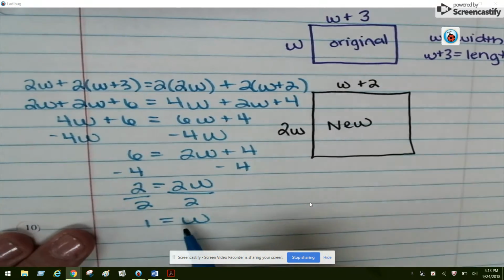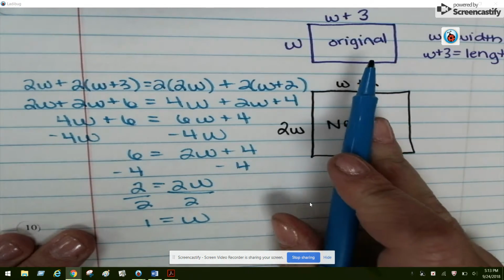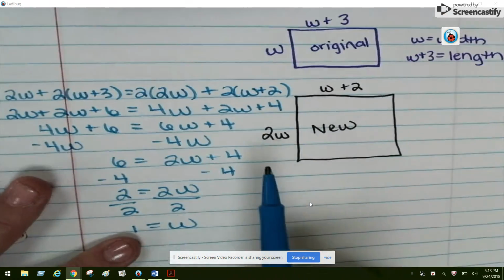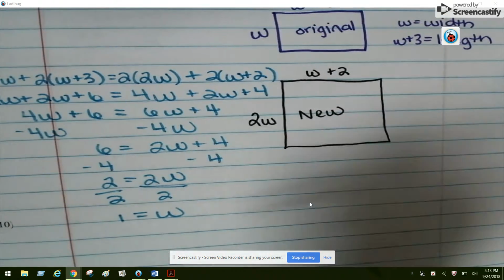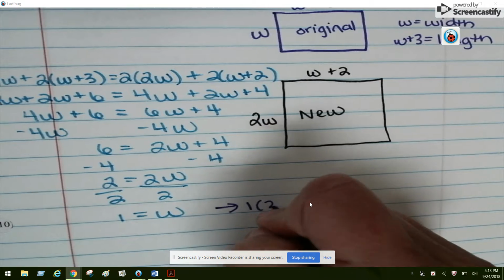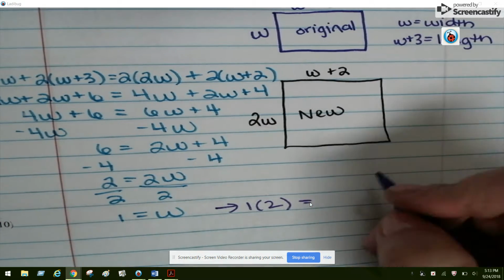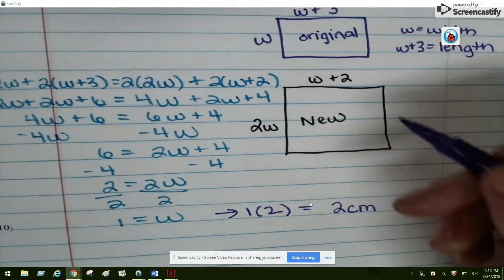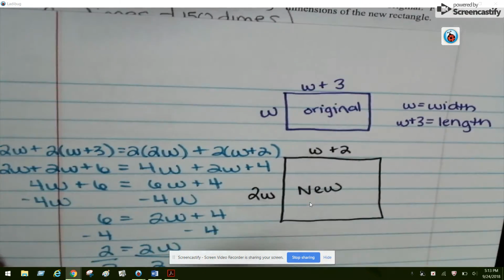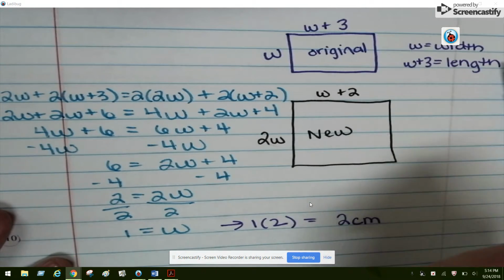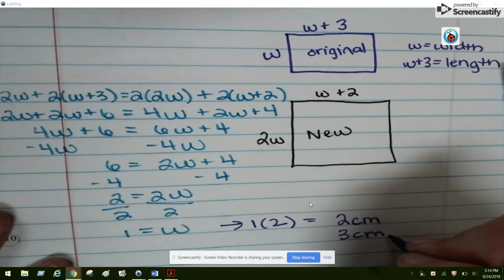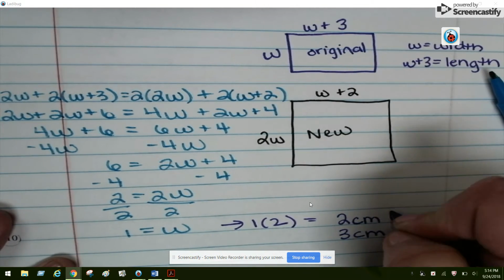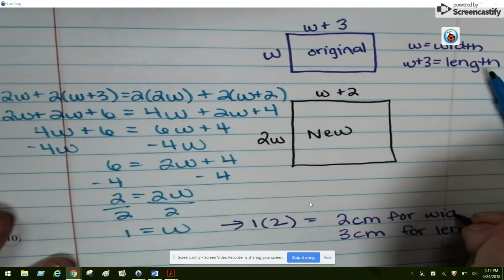But I have to remember that's for my original rectangle up here. They asked me to solve for the dimensions of the new rectangle. So for my new rectangle, it's 2W, so I can just do 1 times 2. So my new rectangle has dimensions of 2 centimeters for the width. And then if I did the same thing up here, W plus 2 would equal 3 centimeters for length and 2 centimeters for width. And that would end question number 8.